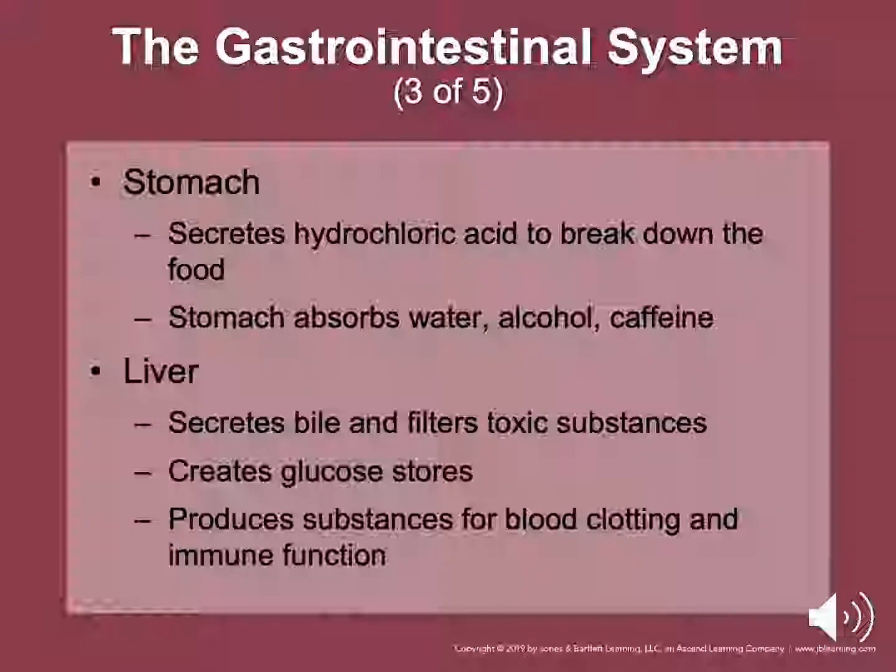So the stomach secretes hydrochloric acid to break down the food. It also absorbs water, alcohol, and caffeine. The liver secretes bile, filters toxic substances, creates glucose stores, and produces substances for blood clotting and immune function.